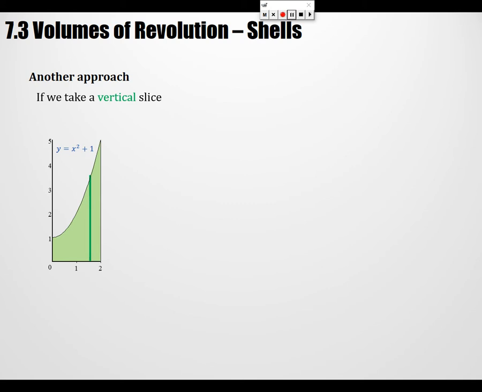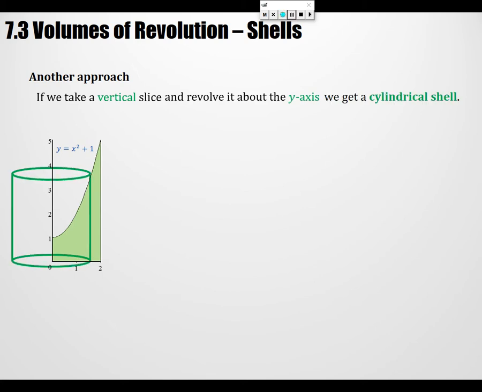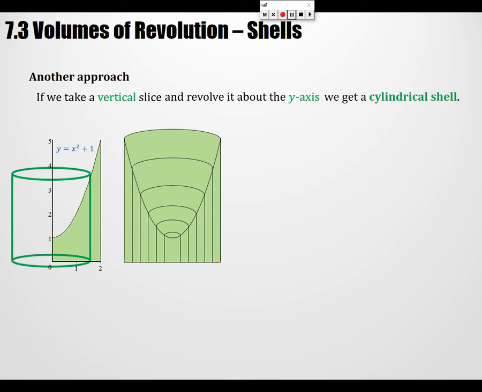Well, what would happen if you spin that vertical slice around the y-axis? What do you get? A cylinder. Yeah, or kind of a cylindrical shell, don't you? I'll show you my picture here. You get this thin cylindrical shell that has a thickness of dx in this case, a very thin shell of a cylinder. And if you add up all those cylinders, you get the volume you need, right?